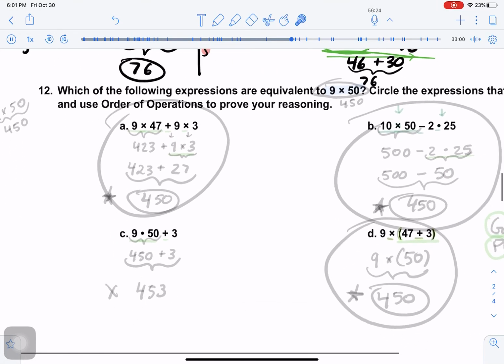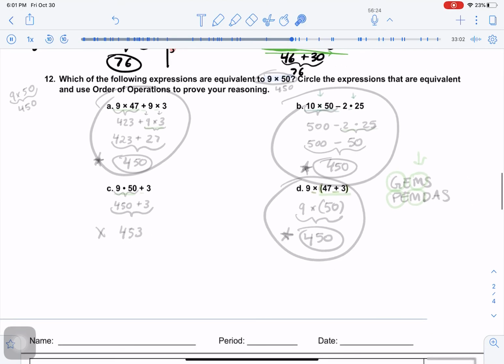Number 12 says, which of the following expressions are equivalent to 9 times 50? So this is what we're looking for. We're going to circle the expressions that are equivalent to it and use order of operations to prove our reasoning. So the first step is going to be to actually figure out what 9 times 50 is.